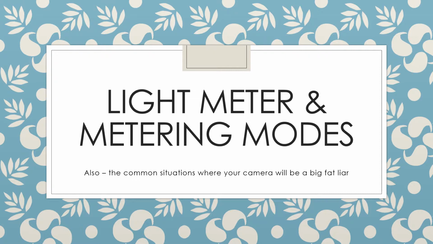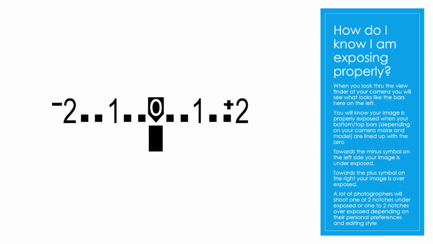All right. Next thing we need to talk about when it comes to exposure, and I hinted at this at the end of the last video, is your light meter, the metering modes on your camera, and also why your camera can be a big fat liar. How do you know if you are exposing properly? Well, this has to do with your light meter.